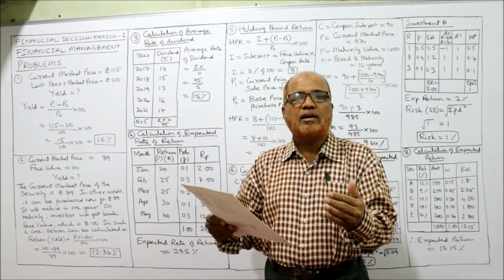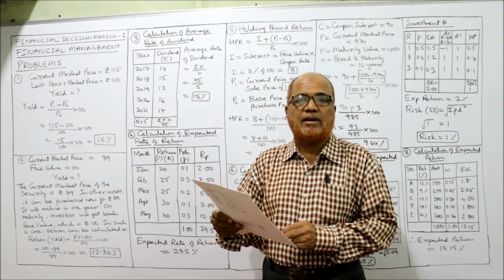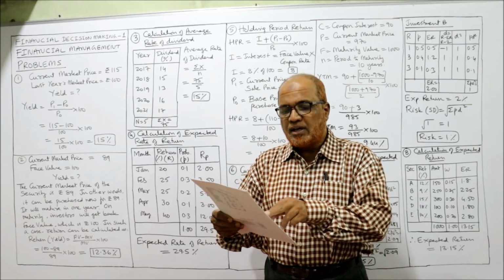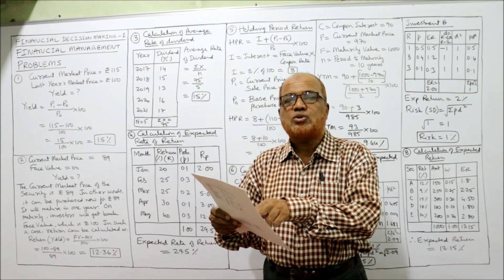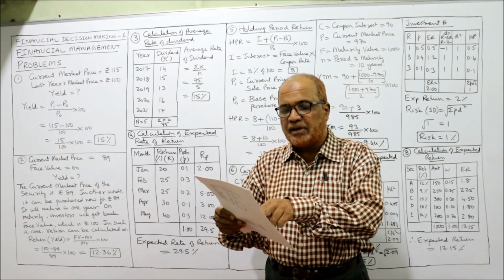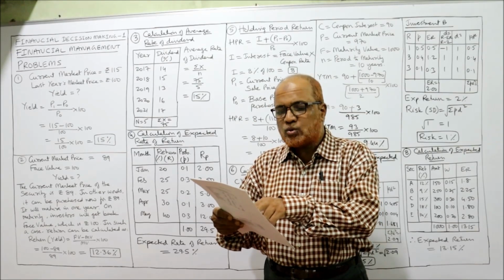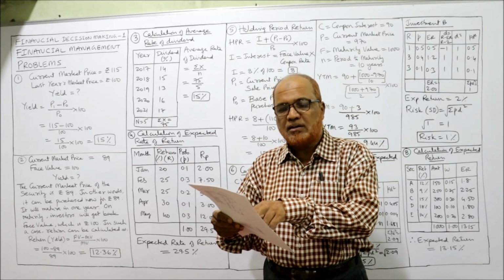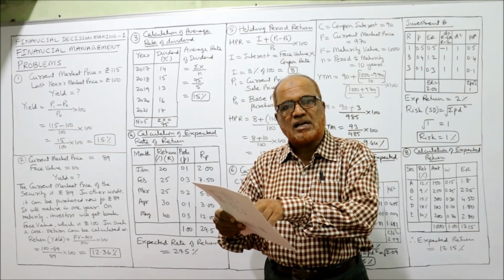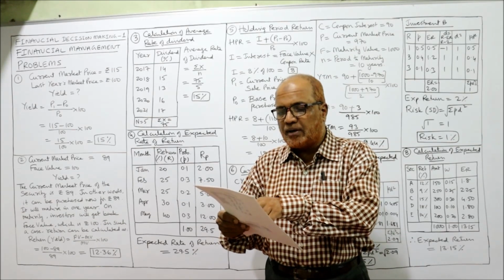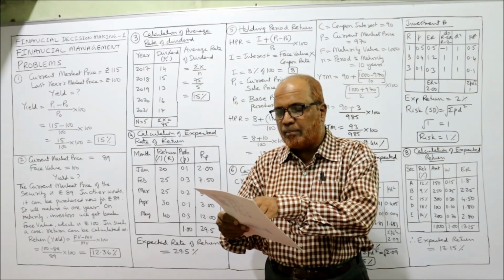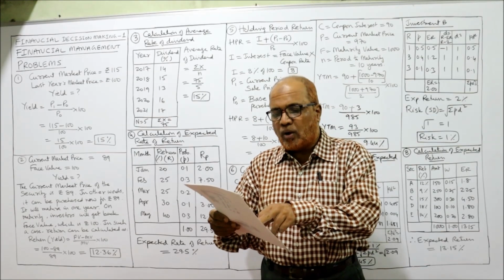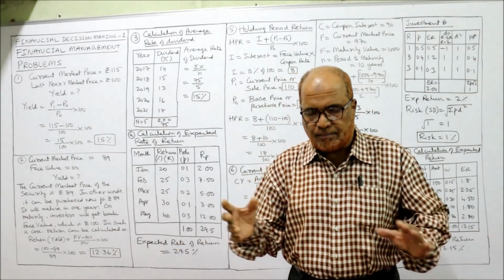These are the future returns. That's why probability is given. Probability is given. January month we are expecting 20% return and the probability is 0.1. February 25% is the expected return. Probability is 0.3. March 25% is the expected return. Probability 0.2. April 30% 0.1. May 40% 0.3. What is the average expected return?